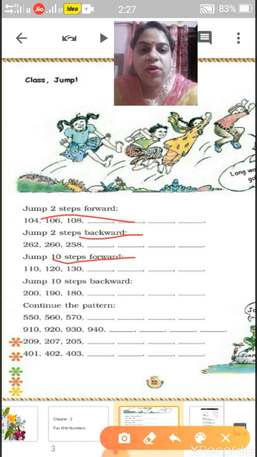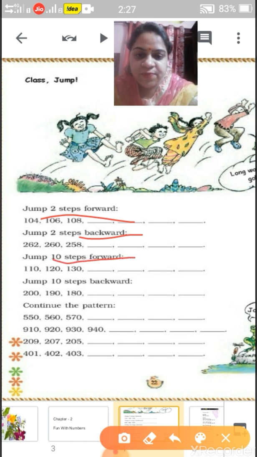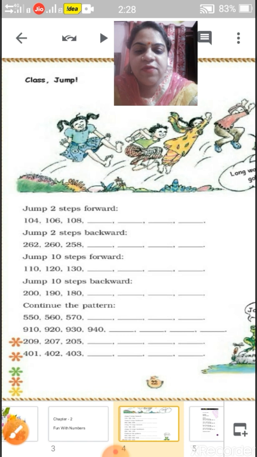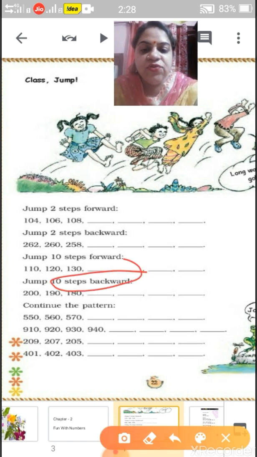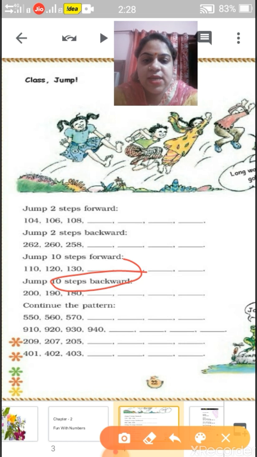Now same, children, we will use 10 steps forward. So we will add on 10 forward. Now for the next, 10 steps back. In this we will do 10 steps backward. For example, it's 200, 190, 180. Now what will come? 170, 160, 150 and 140.